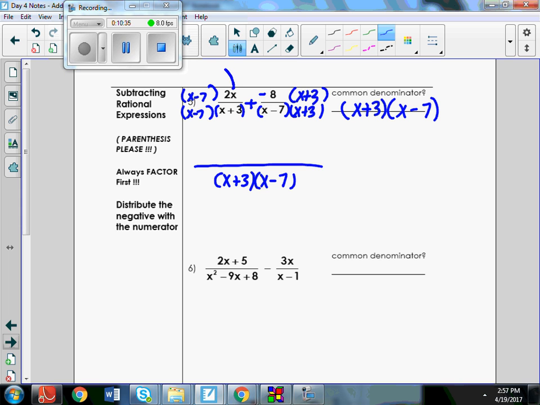But on top, you're distributing. So I have to multiply my x minus 7 times 2x. So you're going to get 2x squared minus 14x plus, I've already dealt with the negative, so I don't have to worry about it. It's negative 8 now. It's just an addition problem. So negative 8 times x and negative 8 times positive 3. Oops, sorry, it's a negative 24. There we go. So then your last step is just simplify the numerator. So when you simplify the numerator, what are you going to get?